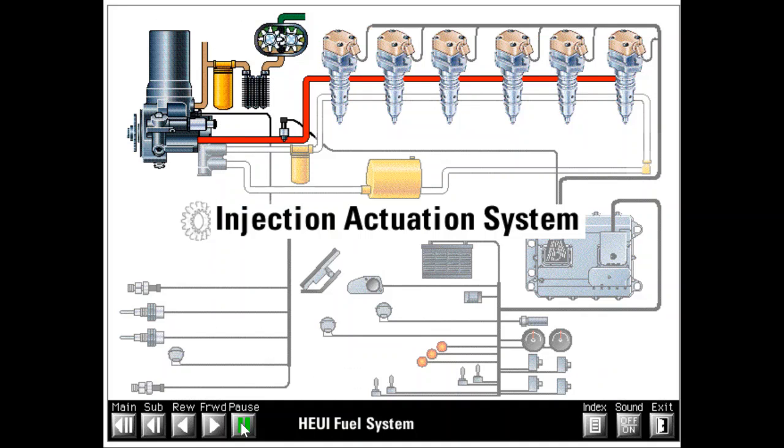The injection actuation system takes lube oil from the main oil gallery and pressurizes it to power the HEUI injectors. This system takes the place of the gear train, camshaft, and rocker arms used to power mechanically actuated unit injectors. The injection actuation system has two main functions.